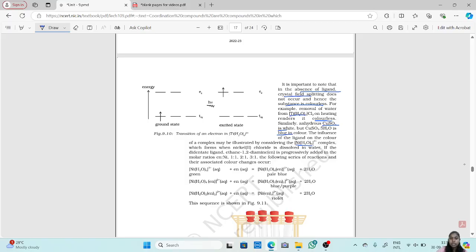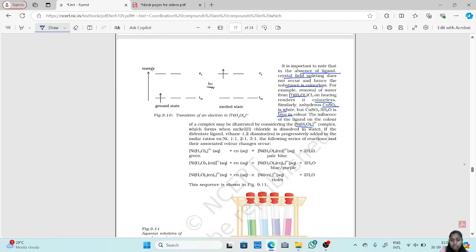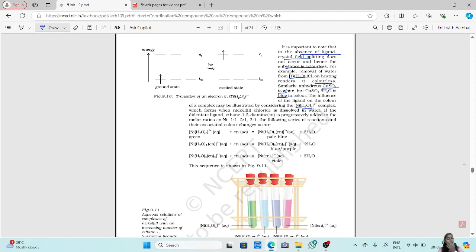[Ni(H2O)6] complex. Now, see how influential the ligands are in the complex, because ligands are the ones which give the color to the complex. Now, the [Ni(H2O)6] complex, which forms from nickel(II) chloride dissolved in water. If the didentate ligand, that is ethane-1,2-diamine, is progressively added in the molar ratio of 1:1, 2:1, 3:1, the following series of reactions and their associated color changes are observed.